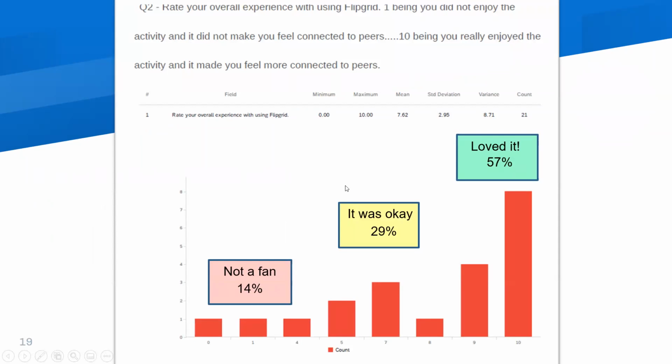And so here's the Qualtrics data. The question I asked was just to rate their overall experience with Flipgrid, 1 being that they didn't enjoy the activity and it didn't make them feel connected, and 10 being that they really enjoyed the activity and it really made them feel connected. I used these boxes to summarize the data. 57% really liked the activity, 29% thought it was okay, and 14% really were not fans of the activity. I feel like overall that was a pretty good result.